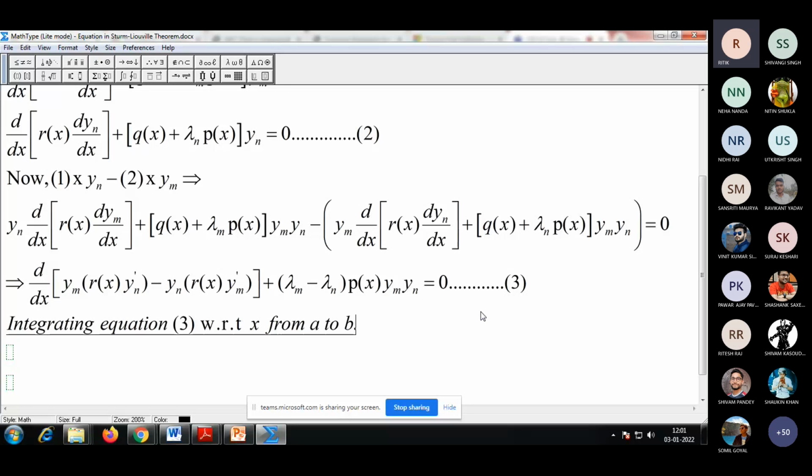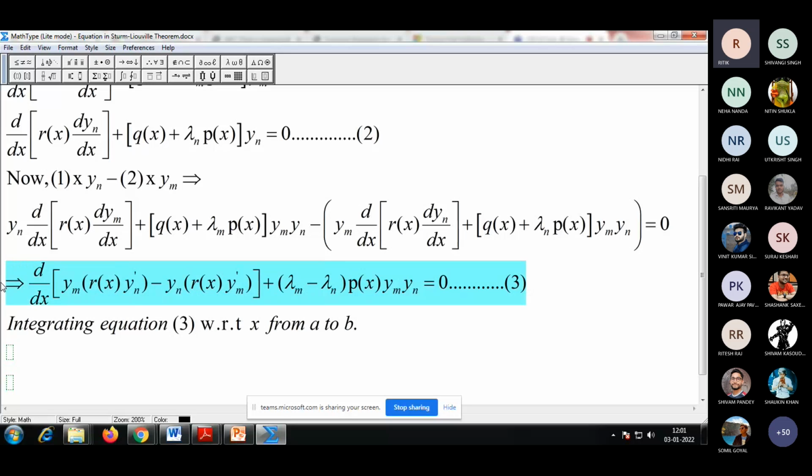So you will integrate this equation. The integral of a derivative simply comes as the expression evaluated from a to b. Then we take the limit as x tends to b, minus as x tends to a. And here the integral of lambda m minus lambda n, p(x) ym yn from a to b. Then you will get the results. So we will complete the proof of this theorem, and I will create a place where you may send the complete proof.